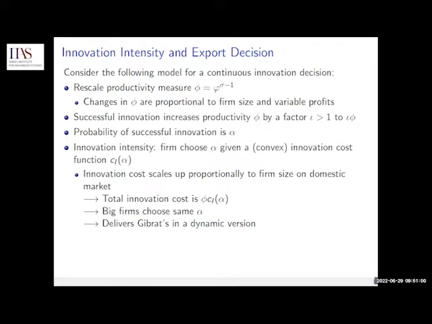Is it possible to measure something like innovation costs directly to see whether your model's assumption is borne out, or is that hard to get hold of?